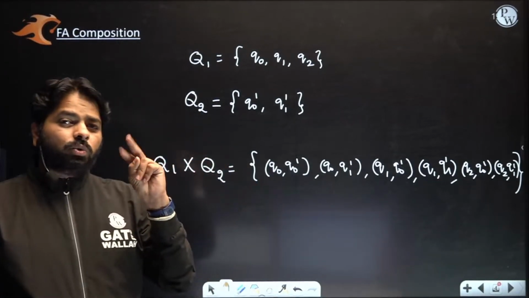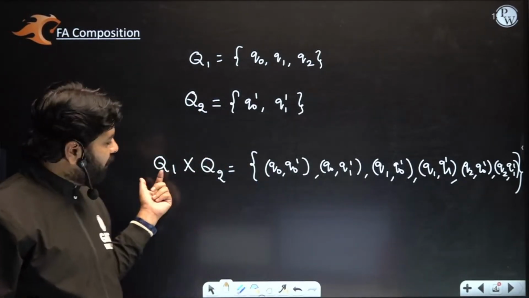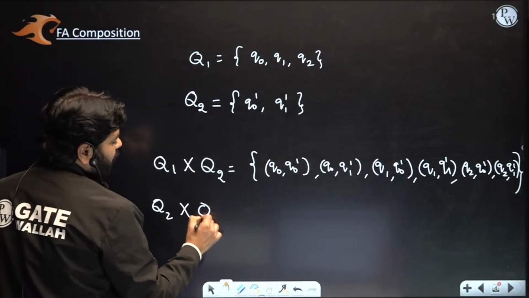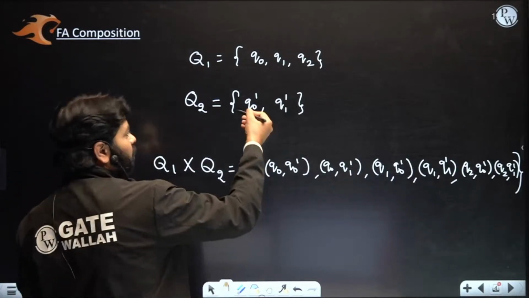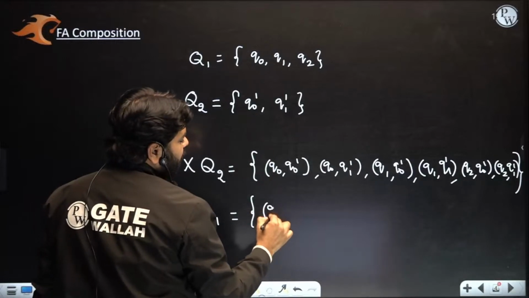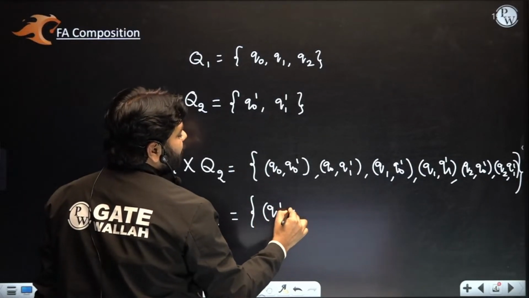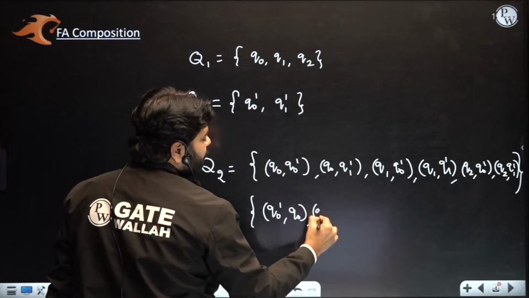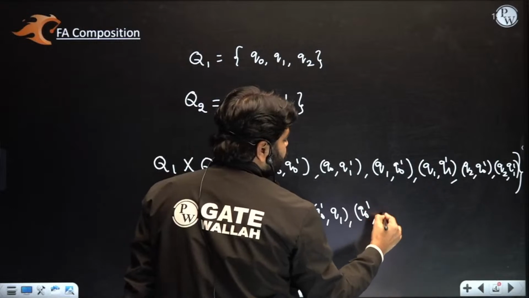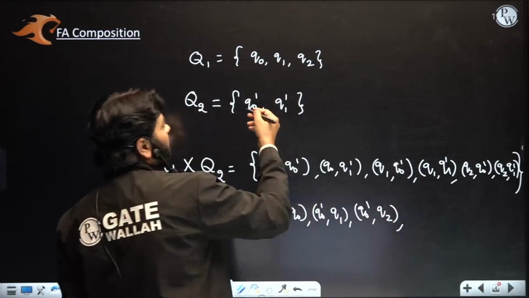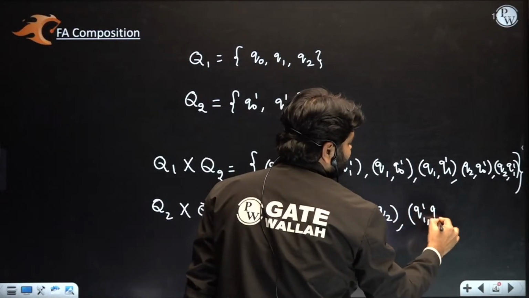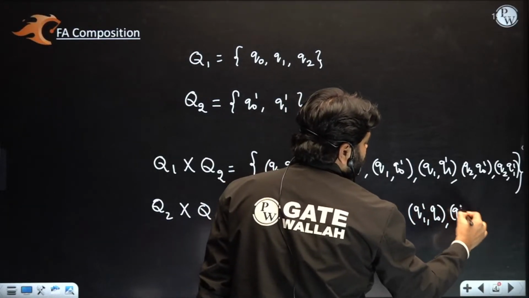There are two kinds of Cartesian products. If you do Q1 with Q2, you will have this relation, and Q2 with Q1 will have a different relation, where now an element of Q2 will have a relation with Q1. So the order is very important. Here Q0 dash will have a relation with Q0, similarly with Q1 and then Q2. So Q0 dash will have a relation with 3 elements. Similarly Q1 dash will have a relation with Q0 and then Q1 and then Q2.